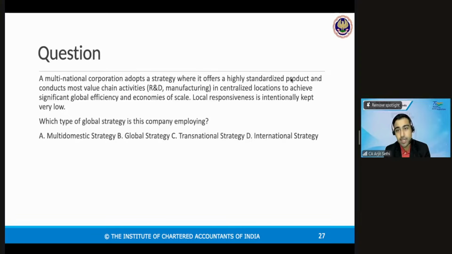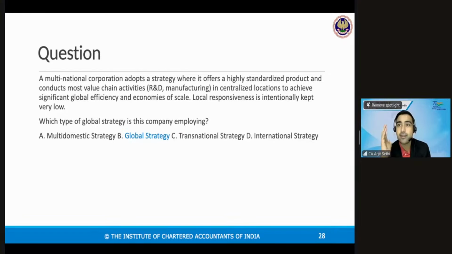Okay, multi-domestic, D, A, okay. My friends, the correct answer is global strategy, and the concept and the definitions, everything from the study material. ठीक है जी? I just tricked you into thinking कि this is all part of the study material, my friend.